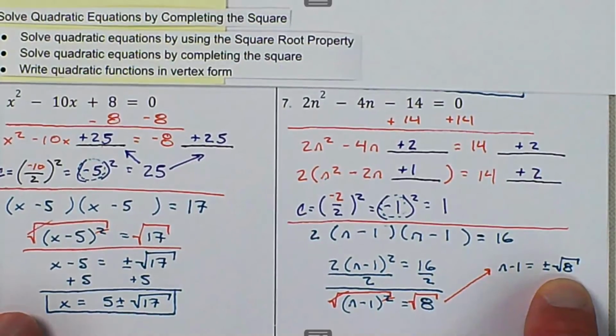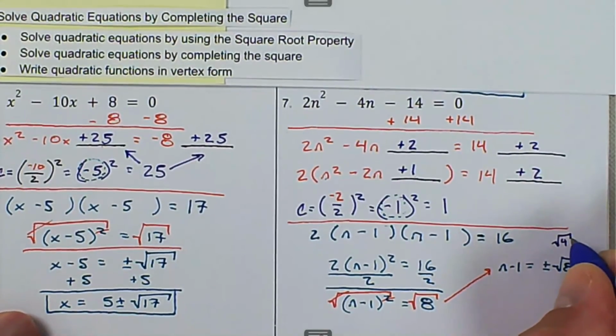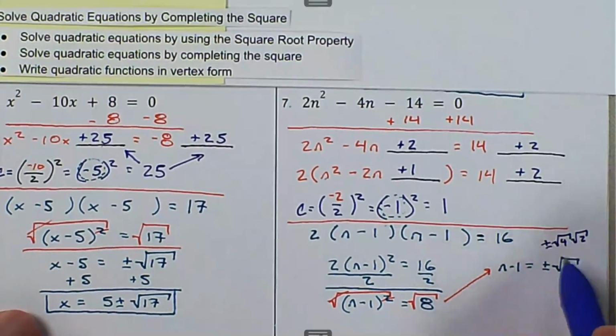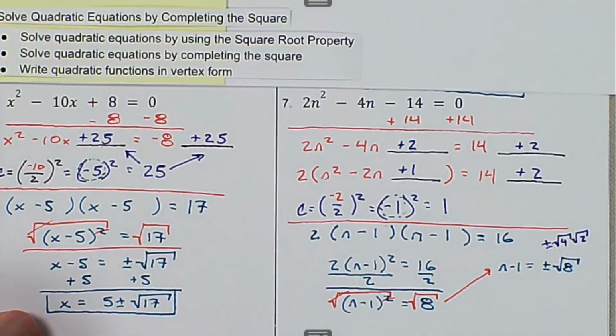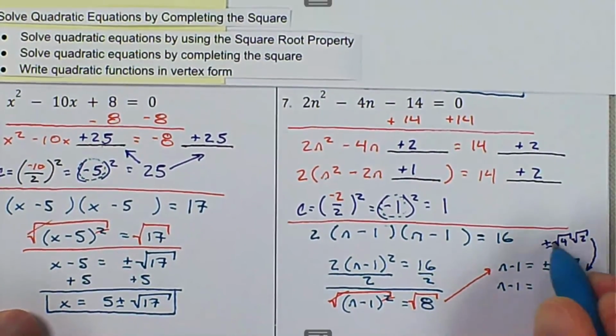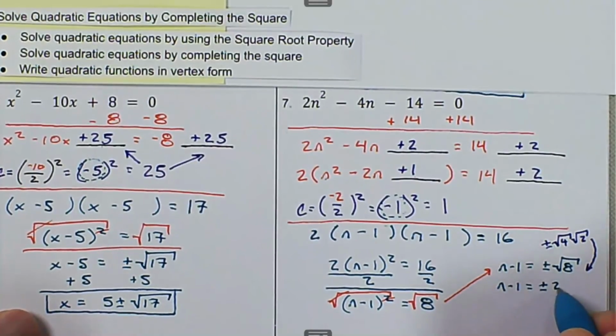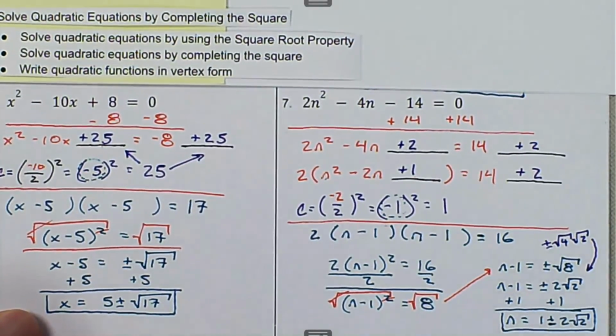Well, we can reduce this radical, and the way that we can reduce that radical is we can say the square root of 4 times the square root of 2. We know what the square root of 4 is. The square root of 4 is 2. So we can rewrite that as n minus 1 is equal to plus or minus the square root of 4 is 2 and the square root of 2. So that's just another way to rewrite that to simplify our radical. And then we can add 1 to both sides of the equation. And then we're left with n equals 1 plus or minus 2 square root of 2. And then that is our answer in simplest form.